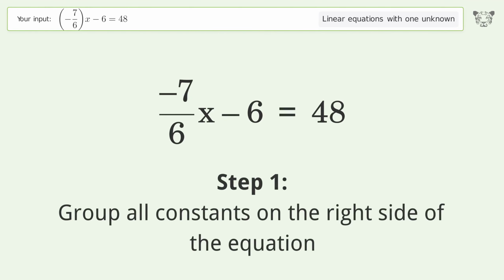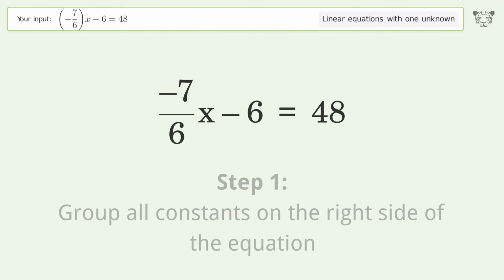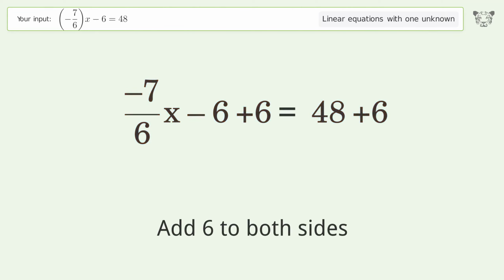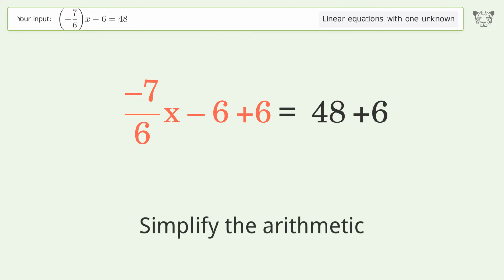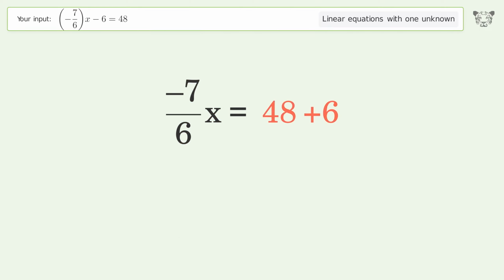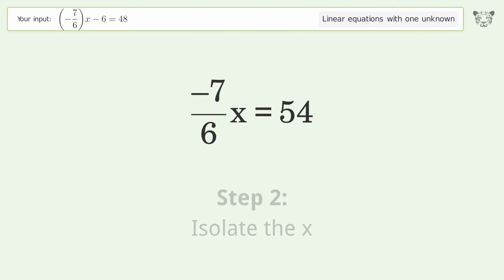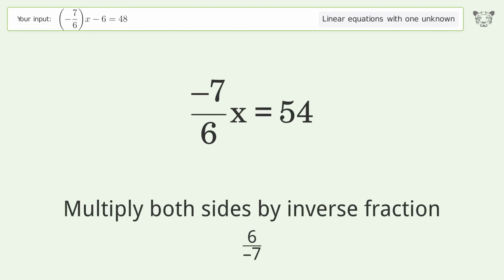Group all constants on the right side of the equation. Add 6 to both sides. Simplify the arithmetic. Isolate the x. Multiply both sides by the inverse fraction 6/7.